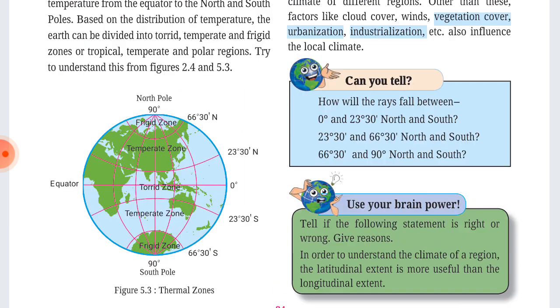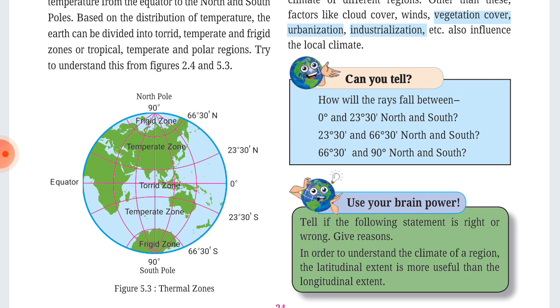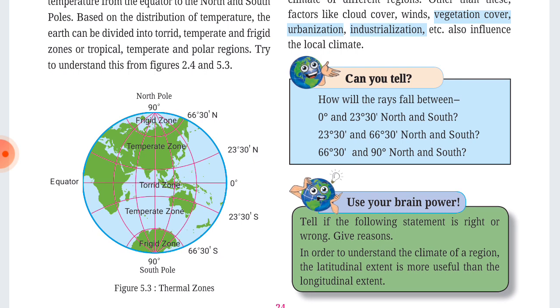So these are the thermal zones, which are divided into frigid, temperate and torrid. But the temperature is not determined only by the zones. The zone division is just limited.